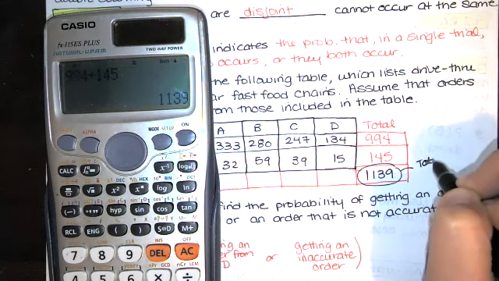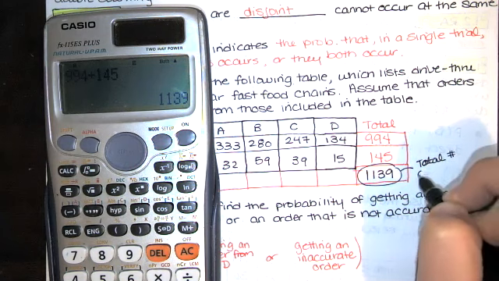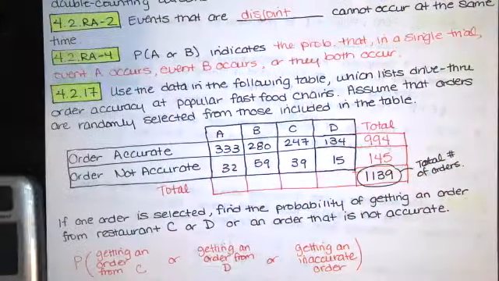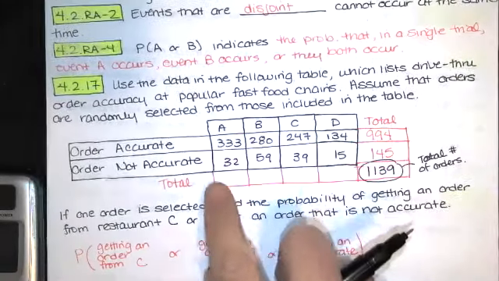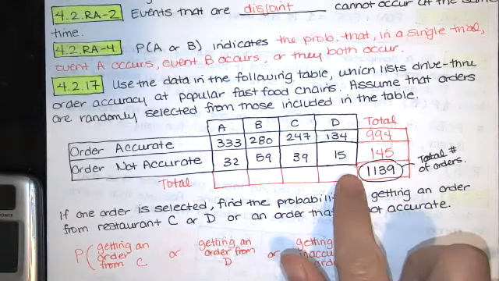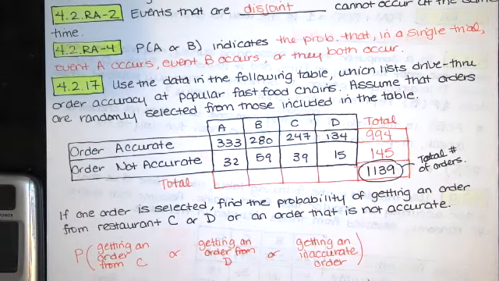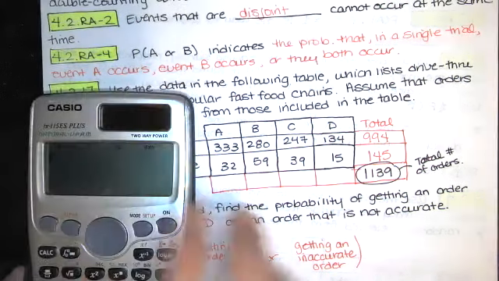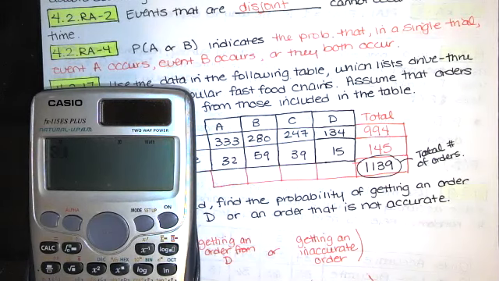Oops. Total, there we go, number of orders. Okay. Now, if I add up all of the orders from restaurant A and B and C and D here, and then I add those up, I should also get the same total number of orders. So this is a great way to just check your arithmetic, or your typing if you're just typing this into your calculator. So we're going to do 333 plus 32.